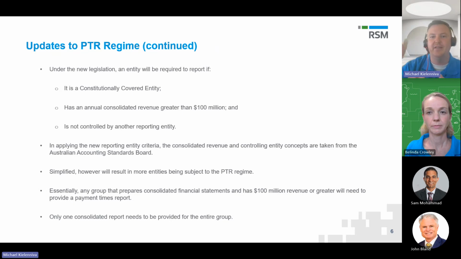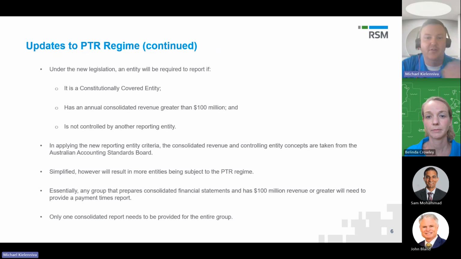When this happened, you would have to keep going down the chain until you hit another entity with 100 million, and then you would start the tracing exercise again. The issue here is that there might have been several entities over 10 million that should have technically been caught in that first group that aren't getting subject to the PTR regime at all. And the last point is that it just can't be controlled by another reporting entity.